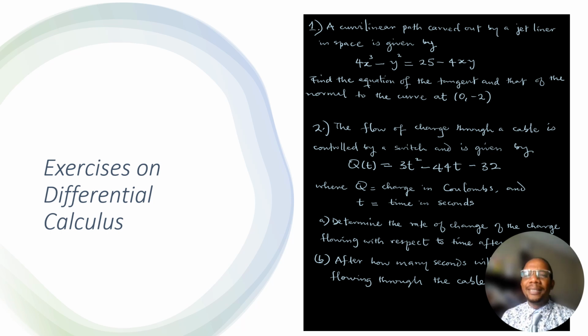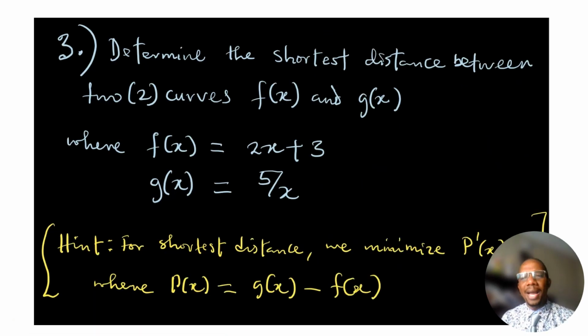Second question: the flow of charge through a cable is controlled by a switch and is given by Q of t equals 3t squared minus 44t minus 32, where Q is charge in coulombs and t is time in seconds. Determine the rate of change of the charge flowing with respect to time after 10 seconds. Then after how many seconds will the charge flowing through the cable be 0? Let's lay our hands on that.